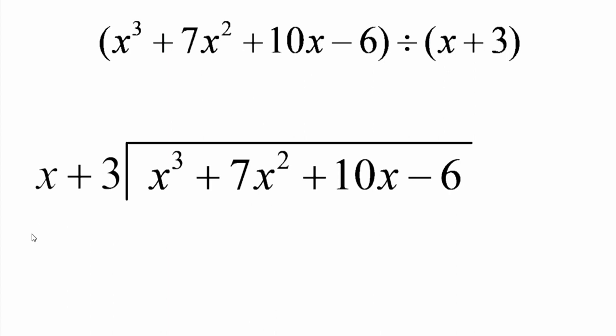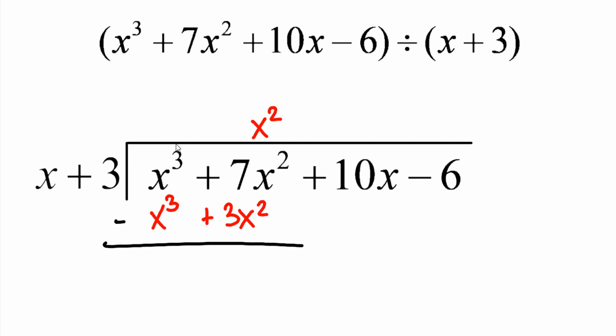X is my guide. It's the biggest power in this binomial expression, so I'm asking myself, what do I need to multiply x by to get to x cubed? Well, I need an x squared. X squared times x will make x cubed. X squared times 3 will make 3x squared, and then I subtract. These cancel out, which lets me know that I chose this appropriately. 7 minus 3 makes 4x squared, and then I bring down the 10x.